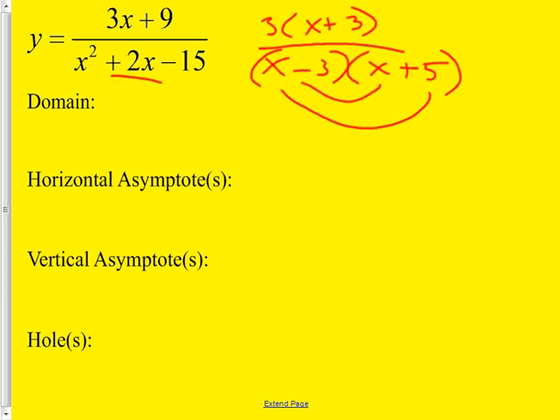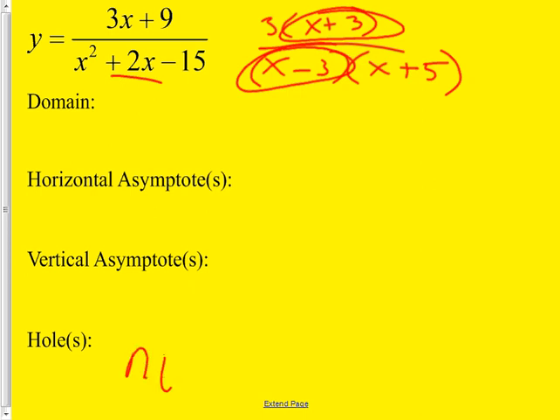All right, now some people probably got tricked into thinking that there was a hole on this one because they thought, oh, see this and this. No, they're not exactly the same. So they do not cancel, and therefore there is not a hole. None.